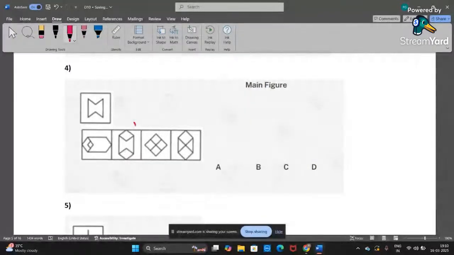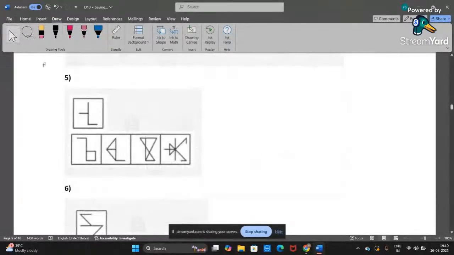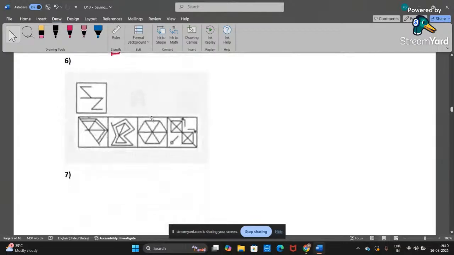Yes, this is the correct one. We can see directly. This is very simple, right? This one is embedded in option B. This is the wrong option. Yes, this is the correct one. The main figure is embedded in option B. Solve the sixth one.